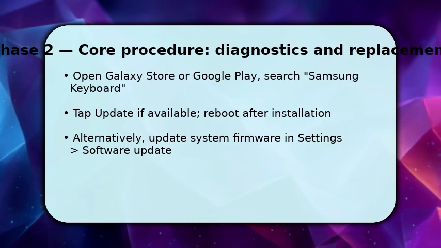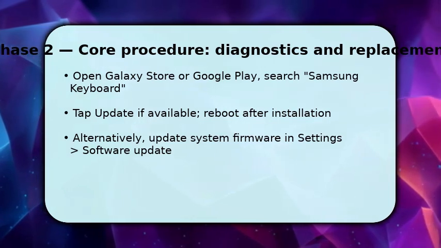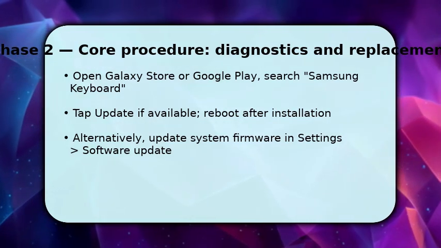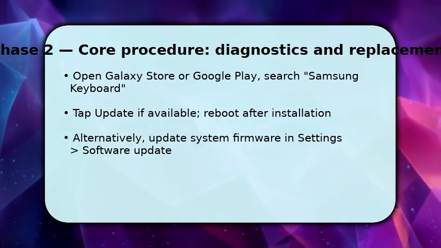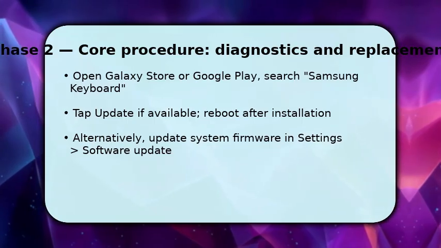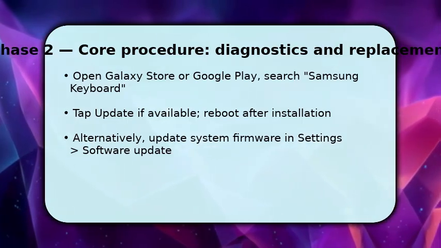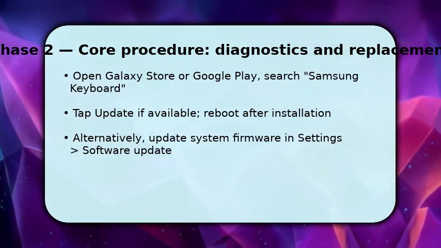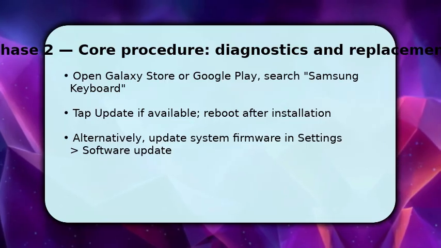You now update the keyboard app itself, which often delivers new emoji designs and mappings. Open Galaxy Store or Google Play, search for Samsung Keyboard, and tap Update if present. If it shows Open instead, the app is current. After installing, reboot the device to finalize any resource changes.